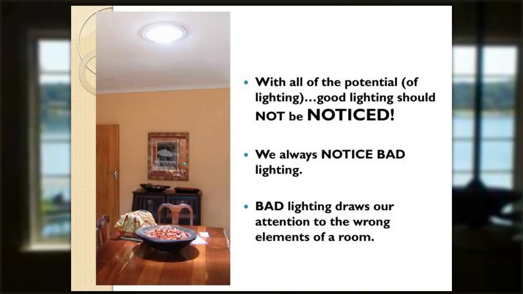Light is something that we really don't even want to notice in a room. Quite often what we notice is the bad lighting. Bad lighting draws our attention to the wrong elements. You look at the picture on the left, you right away will notice that overhead light. And then you'll see the shadow below the bowl on the table. And then you'll see reflections in the painting. None of it really is coming off as very positive.